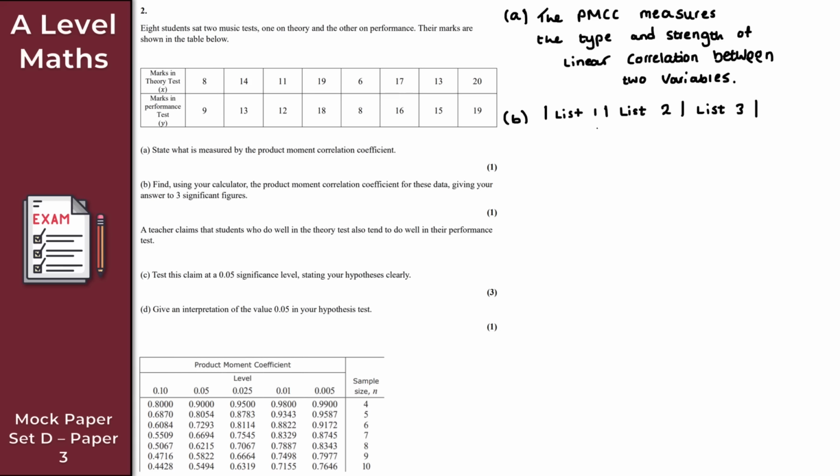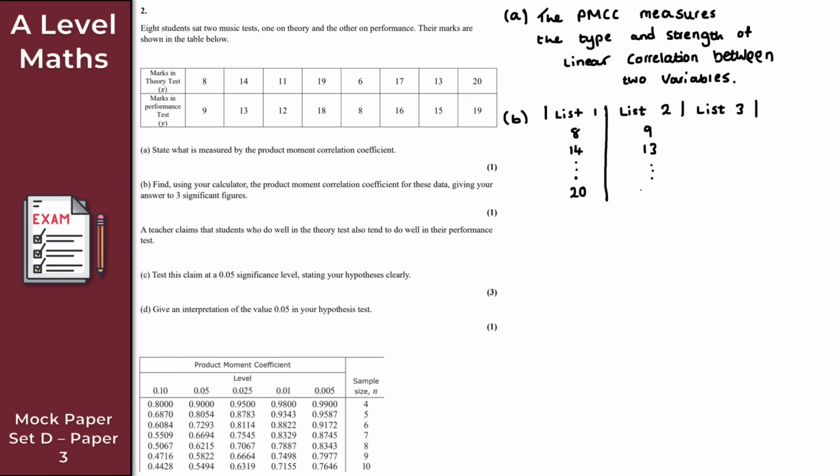So in list 1 here, what we do then is we enter this row of values. So 8, 14, 11, 19, 6, and so on, up to the last one, which is 20. And then we do the same here in list 2. What is important to mention here is these should match. So it should be 8 and 9, 14 and 13, 11 and 12. Don't enter these randomly here. So again, it's going to be 9, 13, and so on.